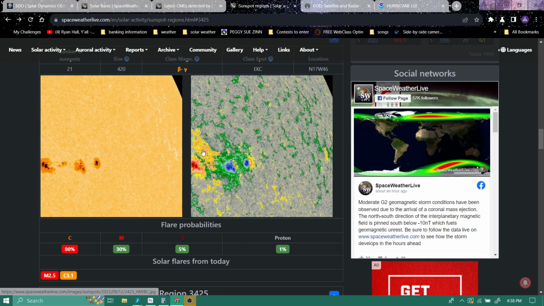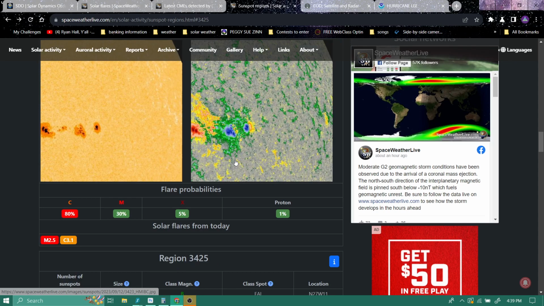3423 has been the one that's been giving us a lot of activity. It has gotten a little bit smaller, a little less organized, but it is still giving us big solar flares and CMEs. But it's going to be out of Earth-facing reach in the next day. So unless it's a really big flare and it's pushed sideways, it really isn't going to hit us and do much for us, unless it's a massive, massive eruption.